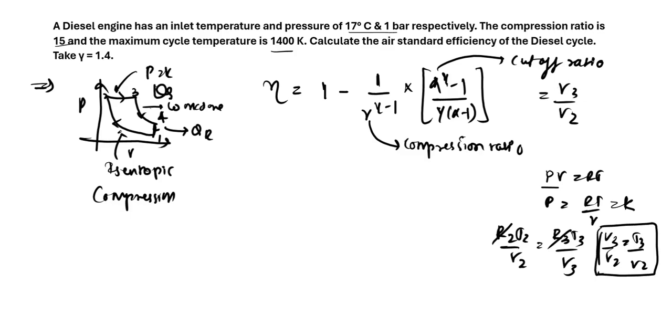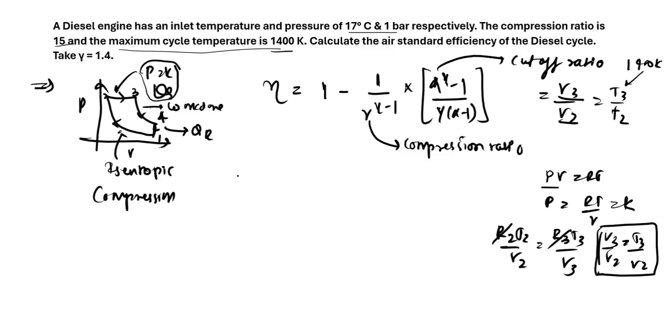We need to find the volume after combustion divided by volume before combustion. So you can just write it as T3 by T2, which is the temperature after combustion divided by temperature before combustion, because it is a constant pressure process. T3 is given as 1400 Kelvin, because it has been given that the maximum cycle temperature is 1400, and the maximum cycle temperature will always occur after the heat addition. We have 2 to 3 as the heat addition, so the temperature at 3 will be maximum. So we have T3 as 1400. We only need to find T2.